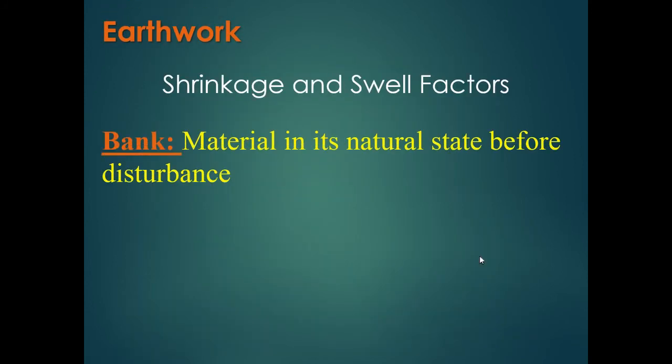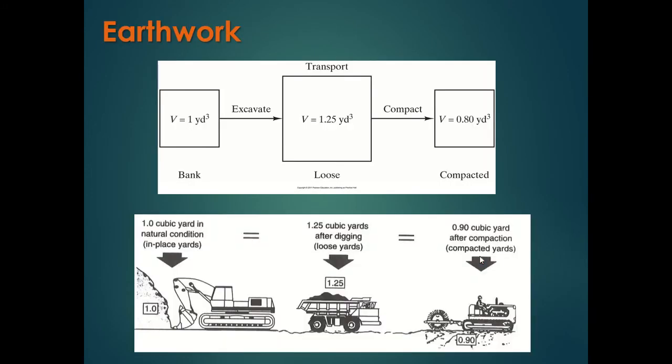All right. So they call these shrinkage and swell factors. So if we go back, there's a swell factor from bank condition to transport condition. So it swells up. And then once it goes from the loose condition down to the compacted, there's a shrinkage factor. Okay. All right. So we are always comparing it back to the bank volume. Okay. Always back to the bank volume.